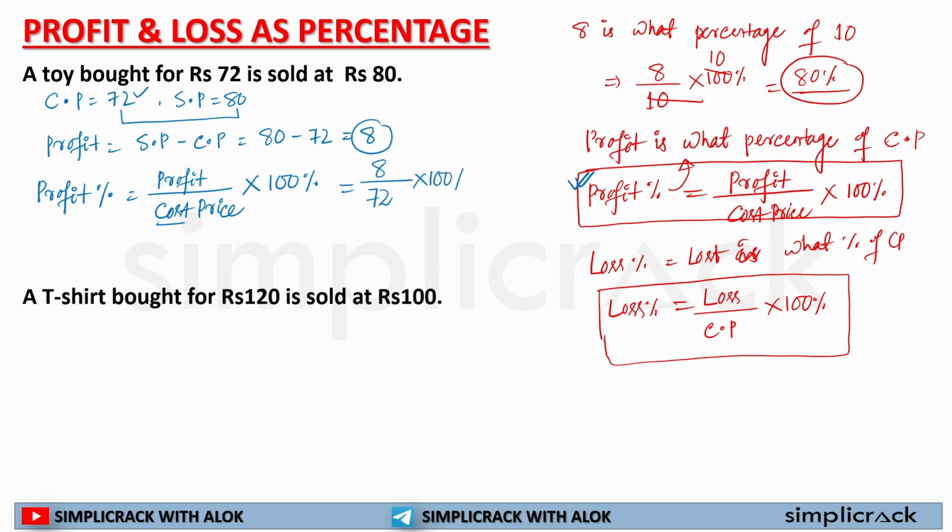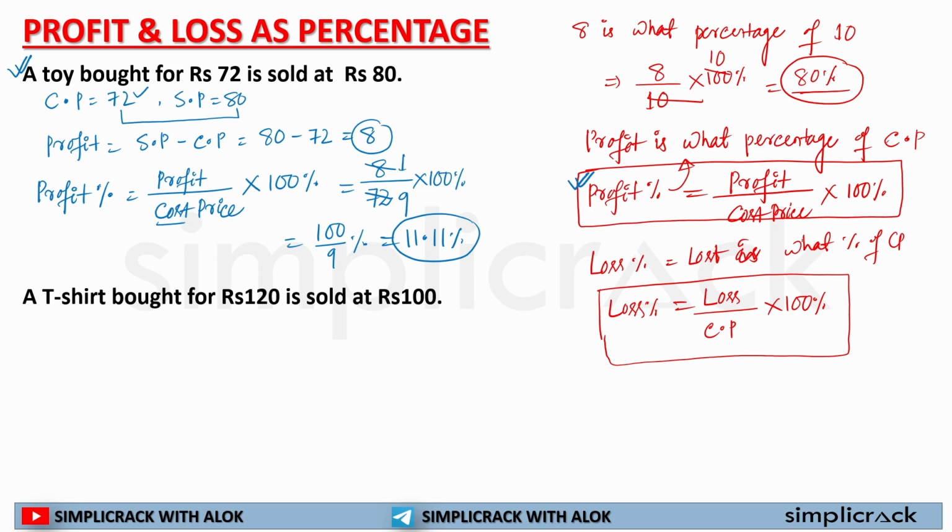Multiplied by 100%. So if I divide 8 by 8, I will get 1. If I divide 72 by 8, I will get 9. So it will be 100 by 9 percentage. And if you have already done your homework that was given in your last class, you will know 100 by 9 percentage is equal to 11.11 percentage. So the profit percentage in this question is 11.11%. I hope now you are clear how we are finding this.